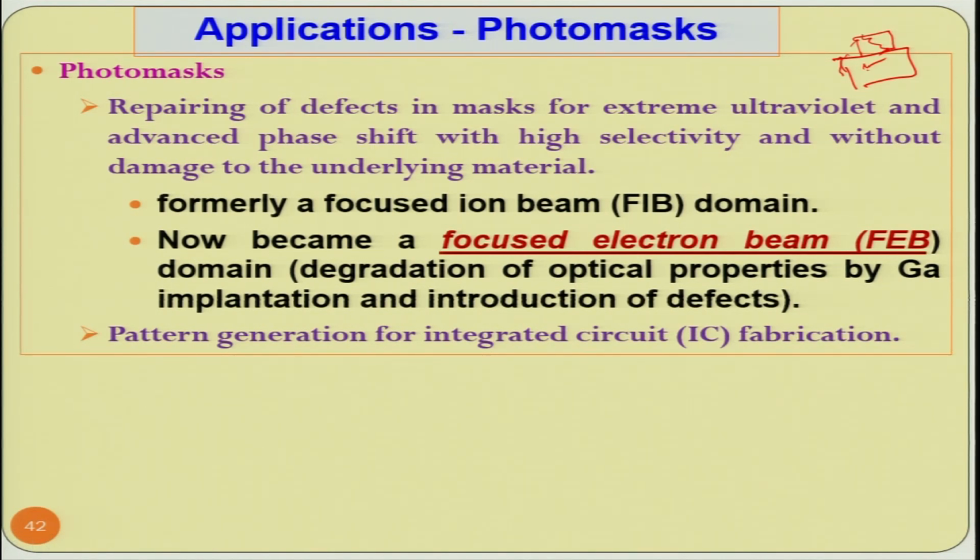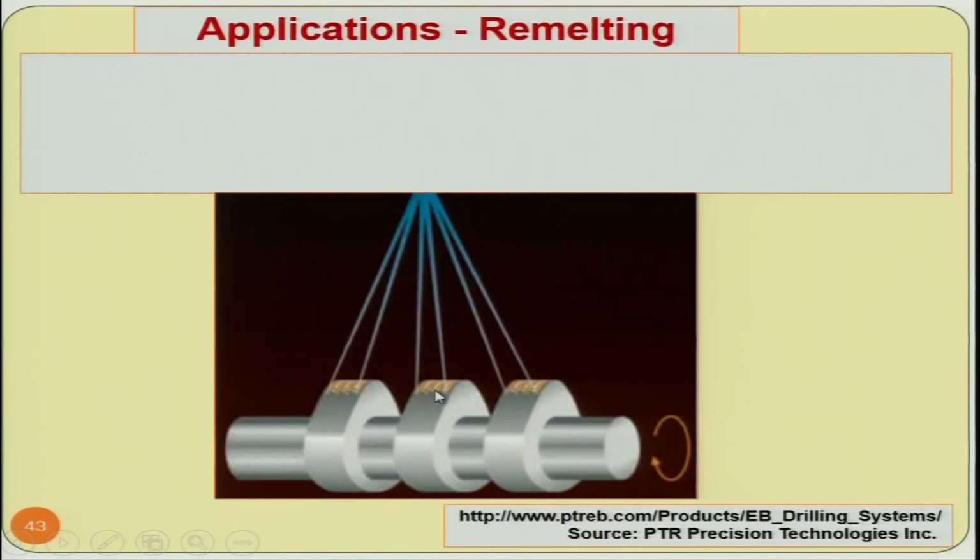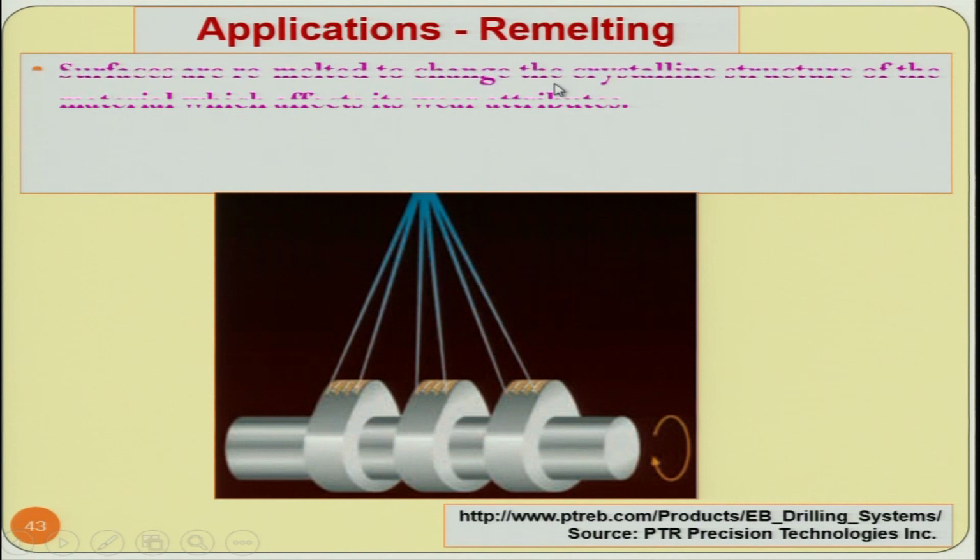In integrated circuit fabrication, you have complicated patterns to be generated, and the features of these patterns are a few tens of microns or even smaller than microns. So you have to be careful while generating this pattern, but you can use this particular process for that purpose. Then you can see here the applications: remelting. Now surfaces are remelted to change the crystalline structure of the material, which affects its wear properties.